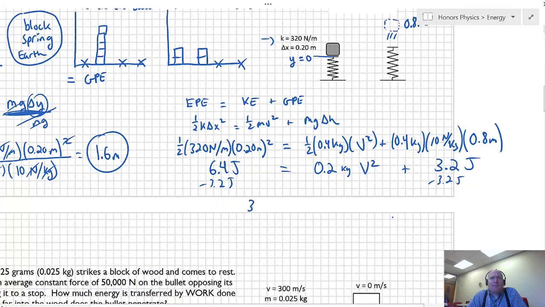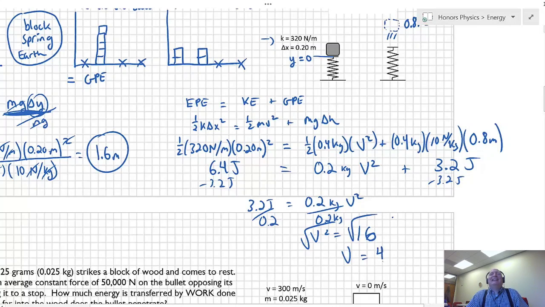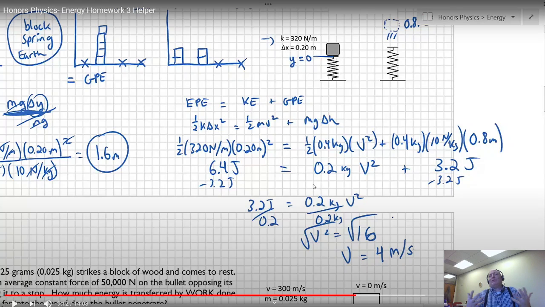I'm going to get 3.2 joules is equal to 0.2 kg v squared. When I divide both sides by kg, we're going to get our v squared is equal to 16. And there's going to be a bunch of units on there, and I could break down joule, and all the units would work out. But basically, when you get to the very end of this thing, our final velocity is going to be equal to 4 meters per second. Wow, this was great. I really, really loved it.